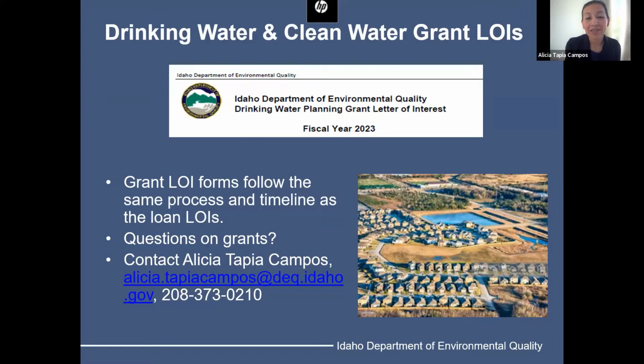As Mariana did mention at the beginning of our presentation, we did receive the American Rescue Plan Act dollars for our planning grant program. So if you're interested in applying for a planning grant, you will need to submit a grant letter of interest. These are separate forms from the loan letter of interest forms that we're going over today, but they're fairly similar. They are still located in the same link that we've provided for our letter of interest forms on our website, so you can find them there.